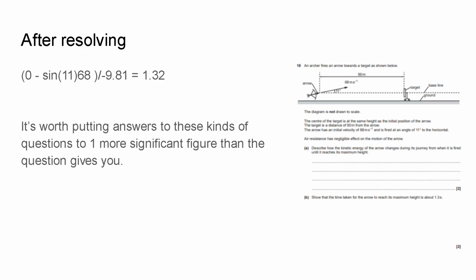It's worth putting answers to these kinds of questions, and what I mean by these kinds is the show that questions, to one more significant figure than the question gives you. So here it says 1.3, I would put down 1.32. Of course, you'd write down all your working for these questions as well, but writing down the exact answer that you got to an extra significant figure shows that you really did the calculations and you really know what you're talking about. In the mark scheme, it'll typically show the examiner what an additional significant figure would look like on top of this.